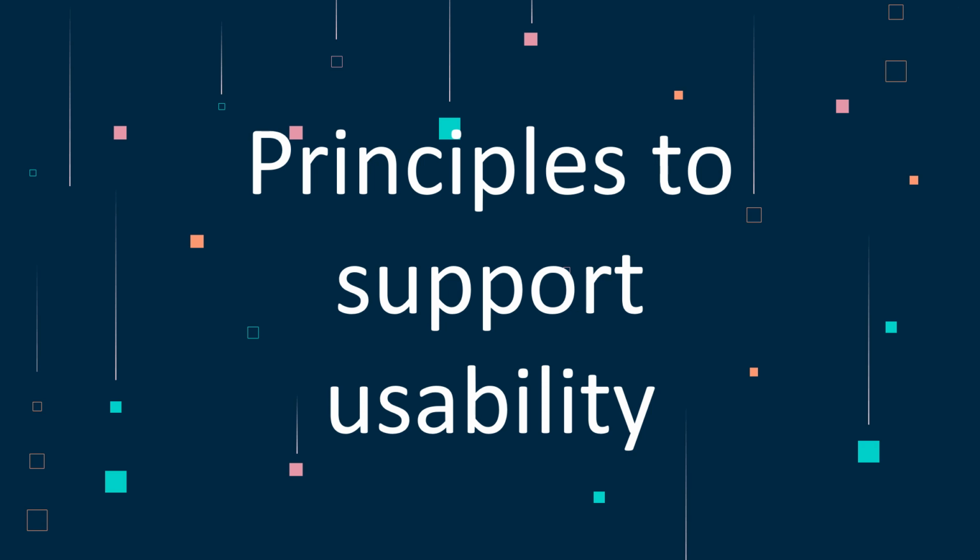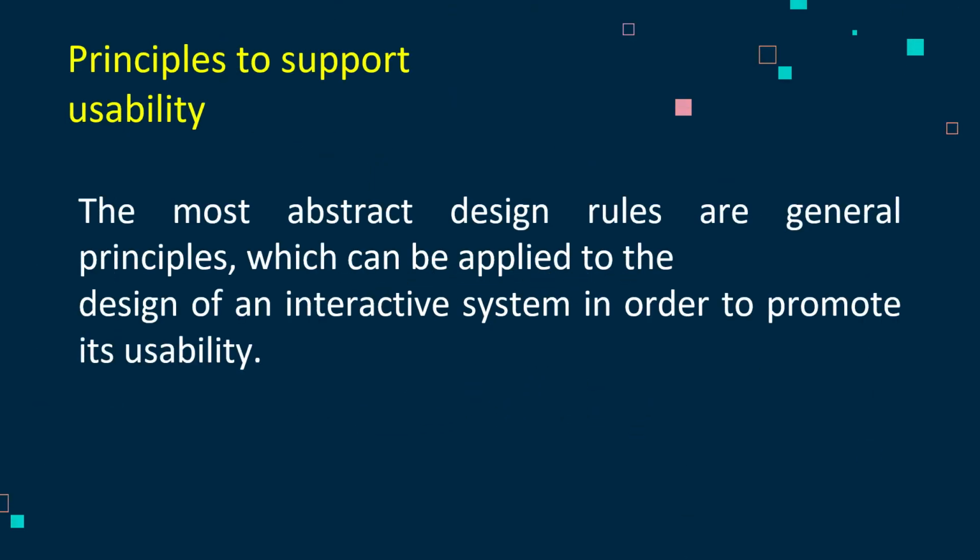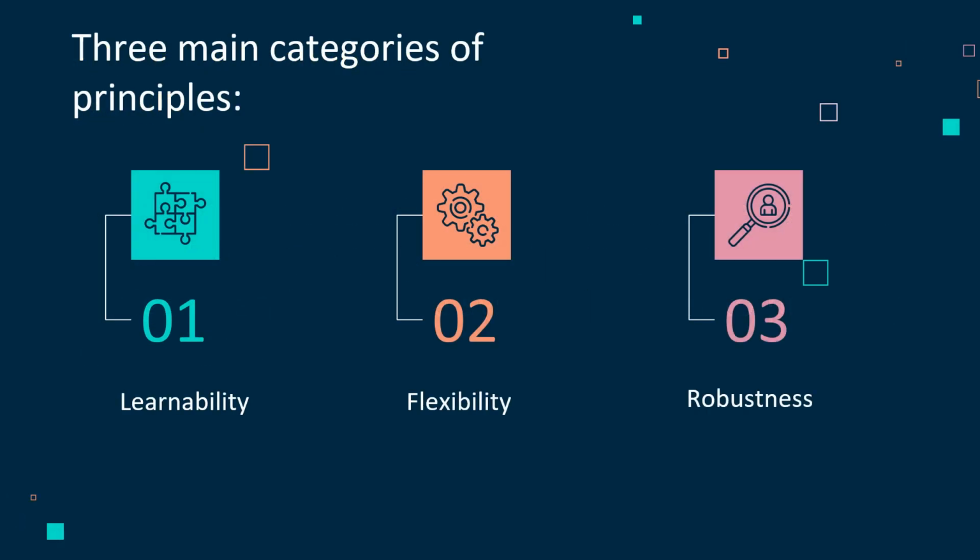Principles support usability. The most abstract design rules are general principles, which can be applied to the design of an interactive system in order to promote its usability. The principles we present are divided into three main categories: learnability, flexibility, and robustness. Learnability, the ease with which new users can begin effective interaction and achieve maximal performance.